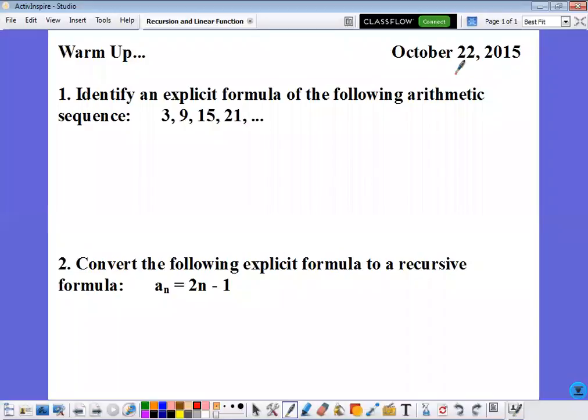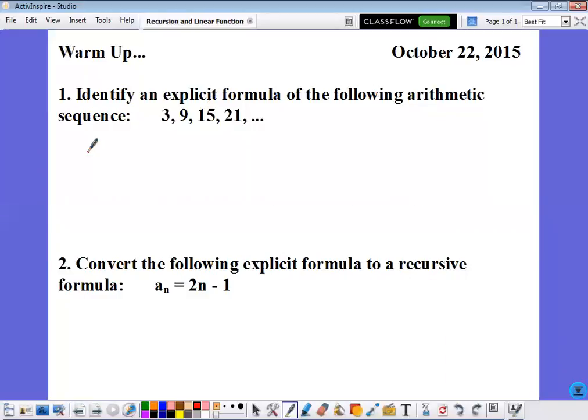All right, you guys. So yesterday we started talking about explicit and recursive formulas, how we can create them for arithmetic sequences, and use them for application problems. So we're talking about linear recursion. A couple questions that we should have been able to do after what we did yesterday. First one, we should be able to identify an explicit formula of the following arithmetic sequence. So I give you an arithmetic sequence, and I'm asking you to create an explicit formula.